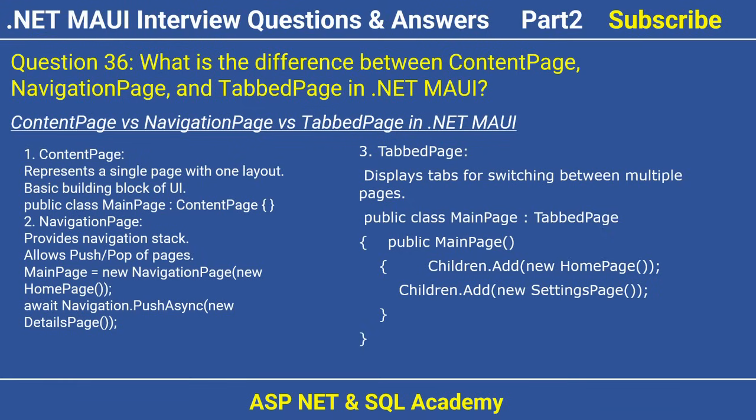TabbedPage allows you to show multiple pages with tabs. Each tab represents a child page and users can switch between them easily. Use each page type depending on your app's layout and navigation needs.